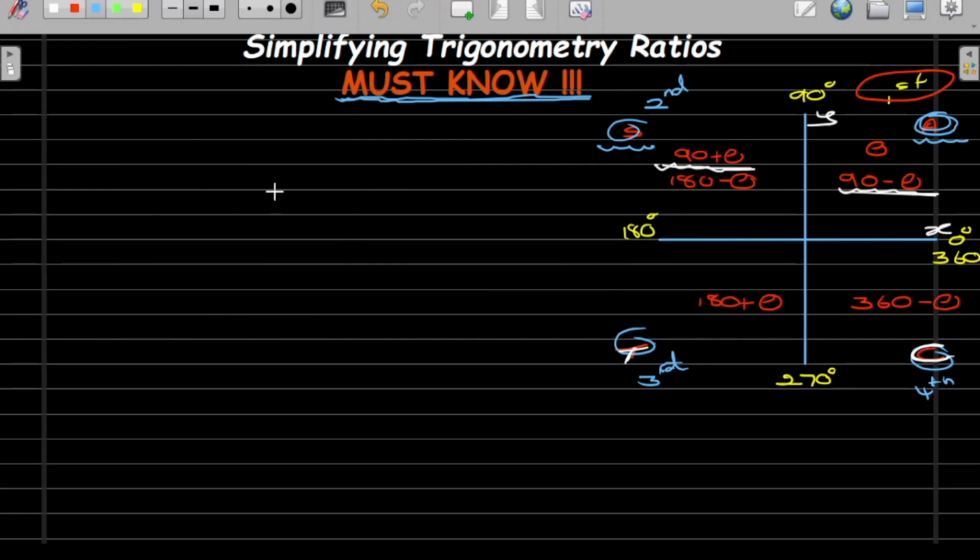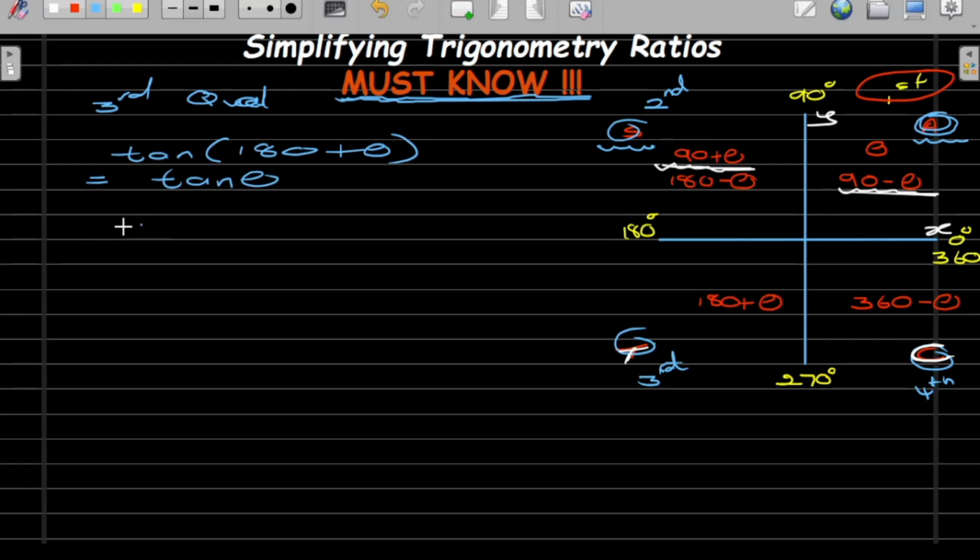Okay, so let us do the third quadrant, right? So the third quadrant, what we have now is tan. So let us say you are given tan 180 plus theta. So how you simplify, how you reduce this, it will just be positive tan theta, right? Because it is in the correct quadrant, in the third quadrant.